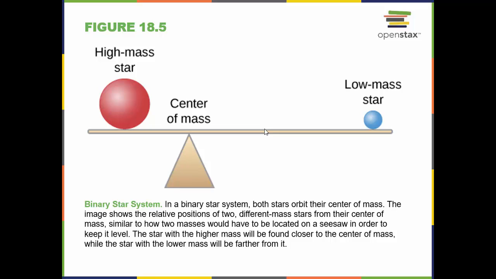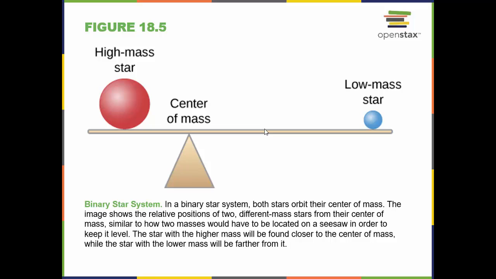You might think that if there was a binary star, it might act like our solar system, where we consider the sun to be stationary and the planets revolving around it. So your first thought might be that if you have a high mass star and a low mass star, the low mass star would orbit around the high mass star. But this isn't what happens. What they do is both orbit around the center of mass.